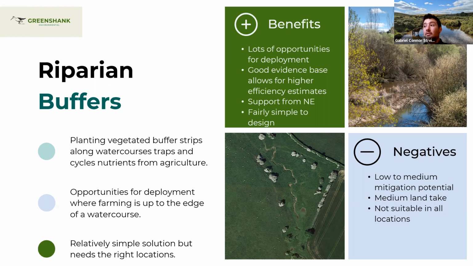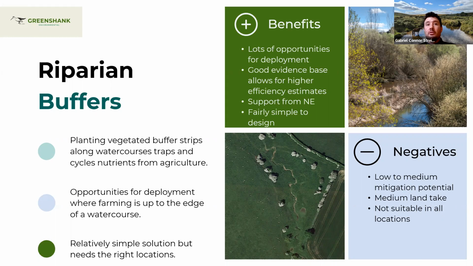As I'm sure you're all aware from going for walks in the countryside, there are a lot of these little rivers that don't have these buffer zones next to them. So there are quite a lot of opportunities to deploy these solutions, because so many of the watercourses have had their buffer zones removed. They're also relatively simple solutions, but you do need the right location to have a solution that A, meets all the feasibility criteria, and B, actually will deliver a decent amount of mitigation.